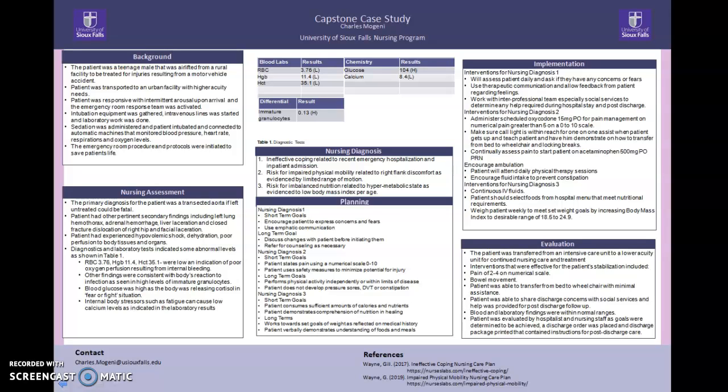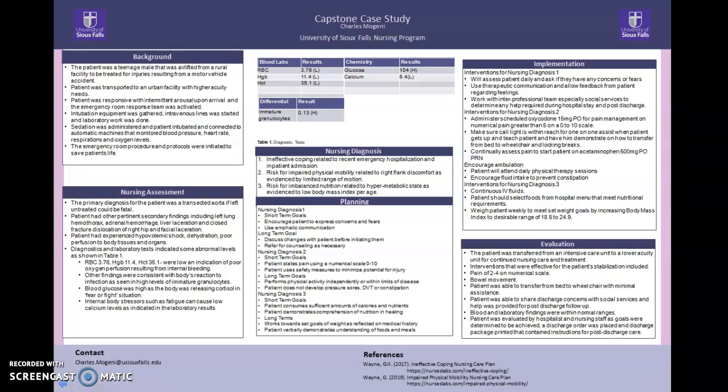Implementation. Interventions for nursing diagnosis 1. Will assess patient daily and ask if they have any concerns or fears. Use therapeutic communication and allow feedback from patient regarding feelings. Work with the interprofessional team, especially social services, to determine any help regarding hospital stay and post-discharge.